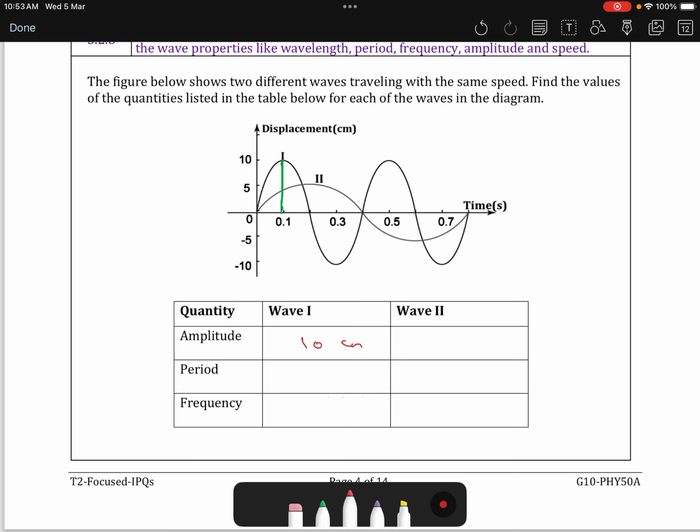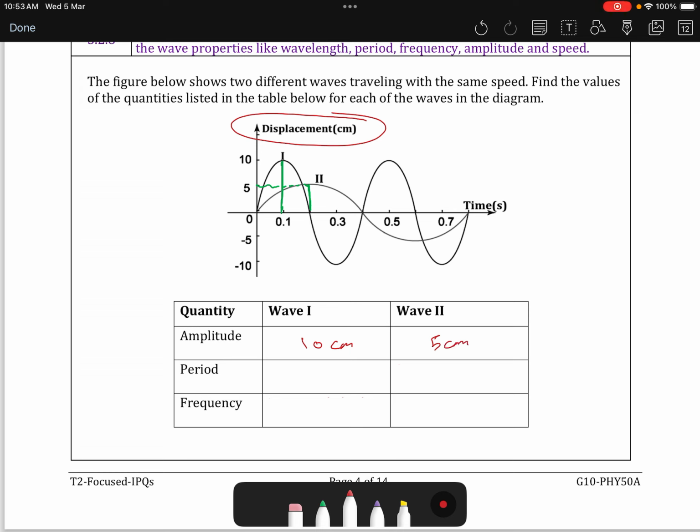How did I know that it's centimeters? Actually, if you look at the axis, it has the unit of the measurement type. What is the amplitude for wave 2? The amplitude for wave 2 is this one, which is 5, right? So 5 centimeters. What is the period?